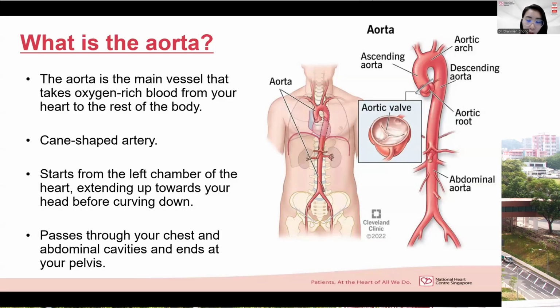It is what we describe as a cane shape, okay, extending from the heart, going slightly up towards the head before curving back down. It passes through the chest as well as the abdominal cavities, and then after that it supplies the legs and the arms as well.